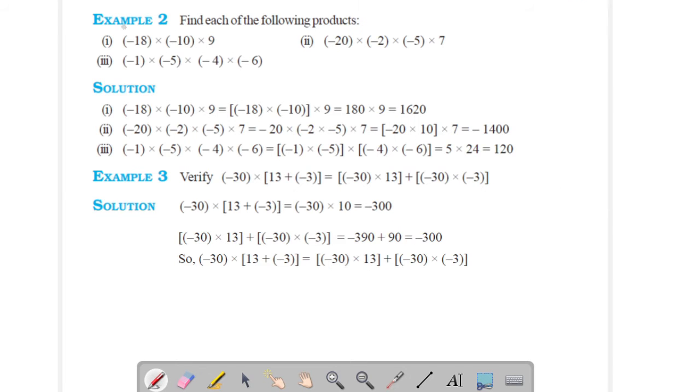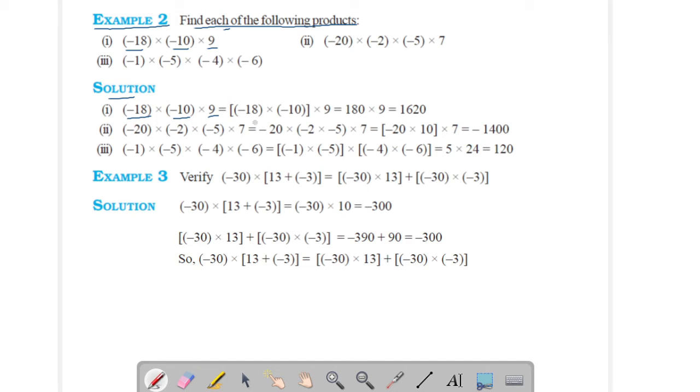Now come to example 2. Find each of the following products. Say first one, it is minus 18 into minus 10 into 9. So say the solution. First part, minus 18 into minus 10 into 9. Let us multiply minus 18 and minus 10 first.